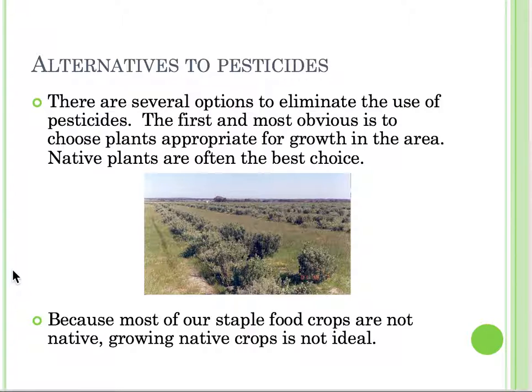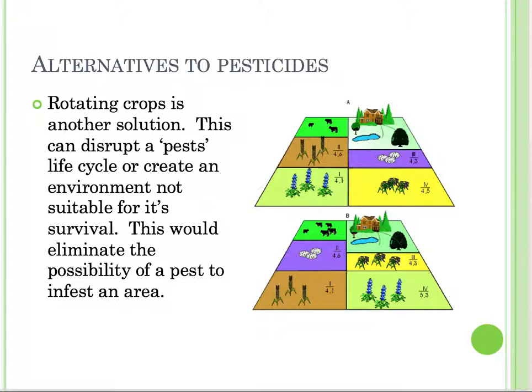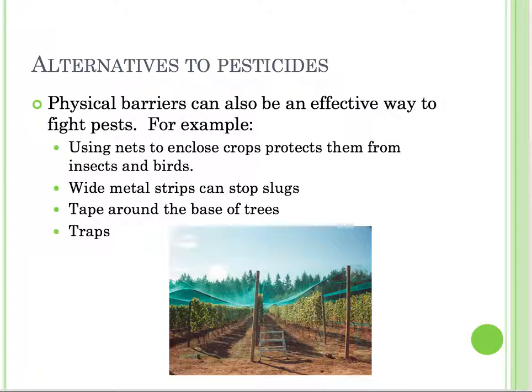Okay, so there's many options to eliminate the use of pesticides. The first and most obvious is to choose plants appropriate for growth in the area. Native plants are often the best choice, but most of our staple food crops are not native, so growing native crops is not ideal. Alternatively, we can use rotating crops. This can disrupt a pest's life cycle or create an environment not suitable for its survival. This can eliminate the possibility of a pest infesting an area.